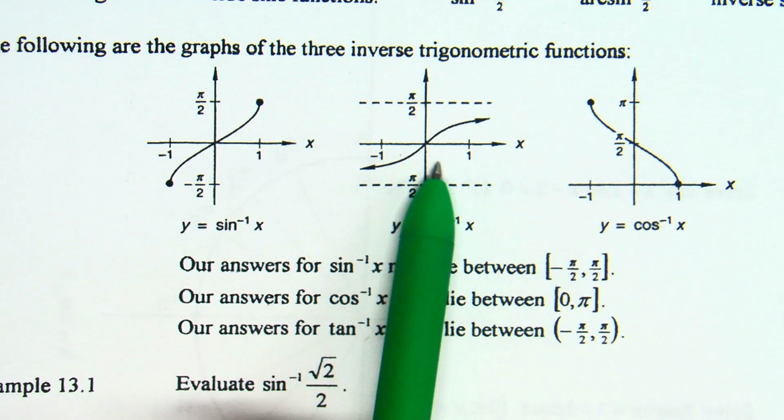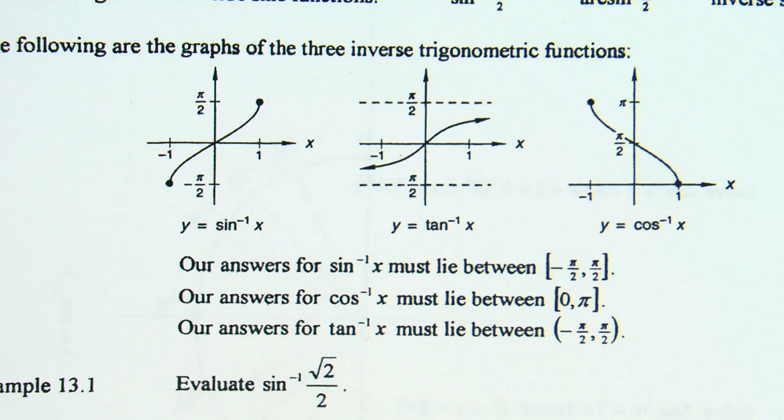Cosine inverse, that domain again is negative 1 to positive 1. My range, though, is 0 to pi. Okay? So be familiar with those, please. And remember, I'm going to just put graphs on the next page because these do correlate with the graphs on the next page.